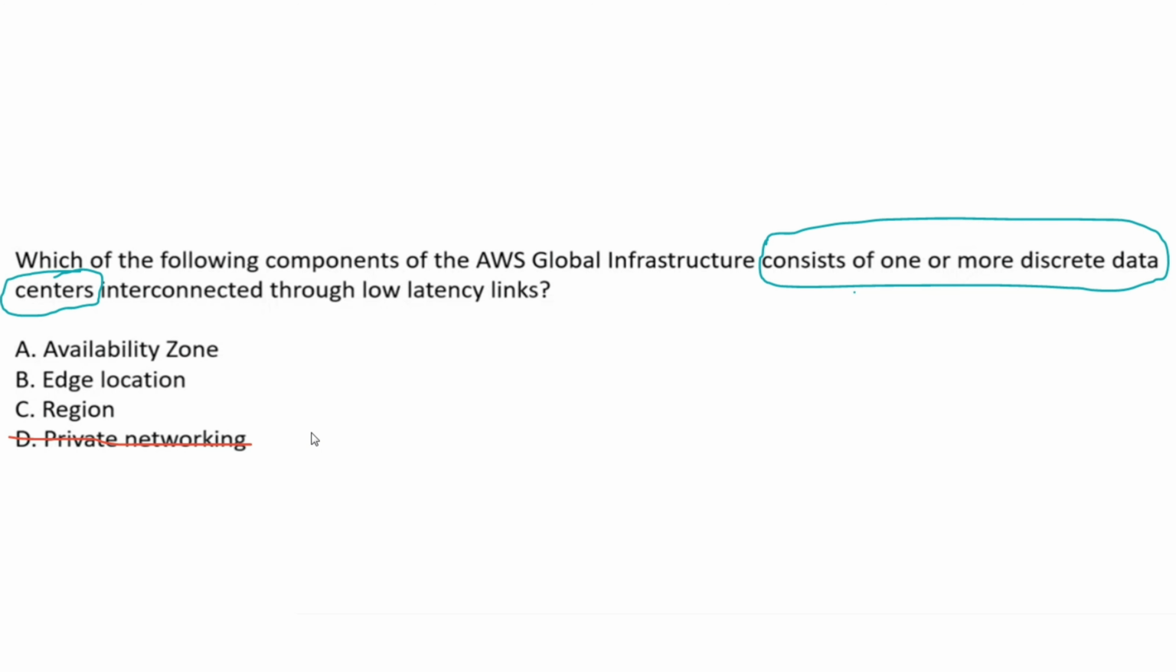Now if we talk about availability zone, yes, an availability zone consists of several data centers. So this can be our answer. Let us now check the other options too.